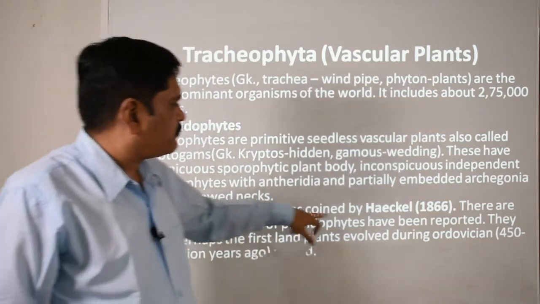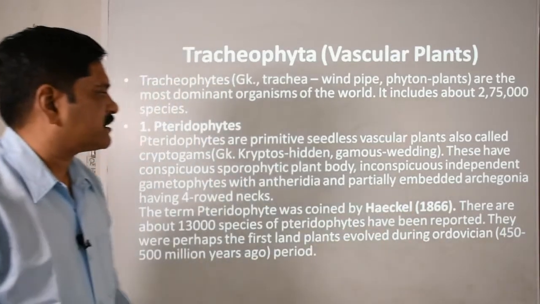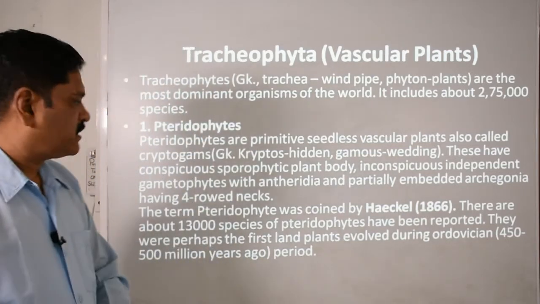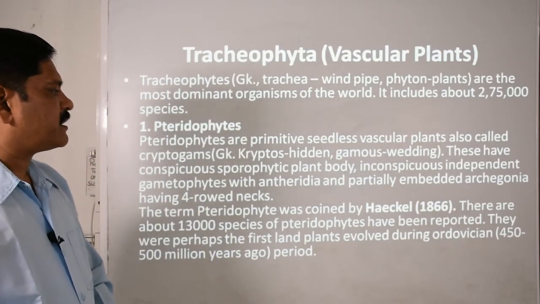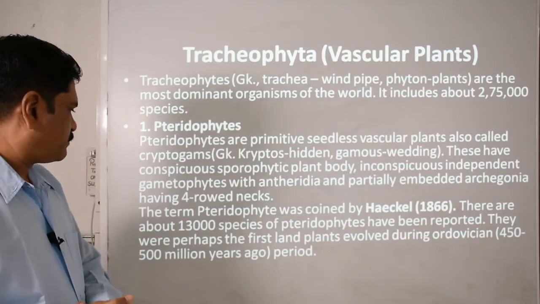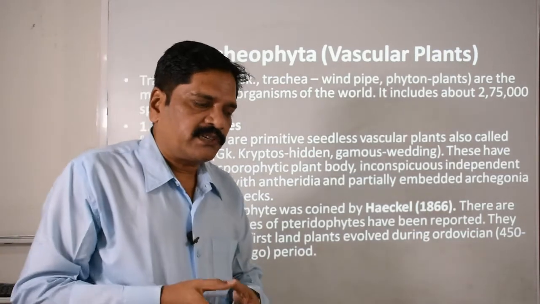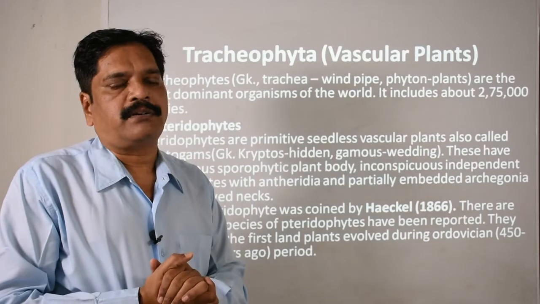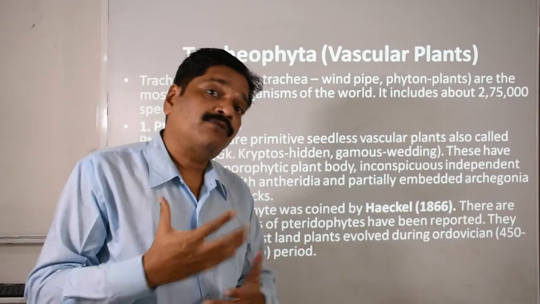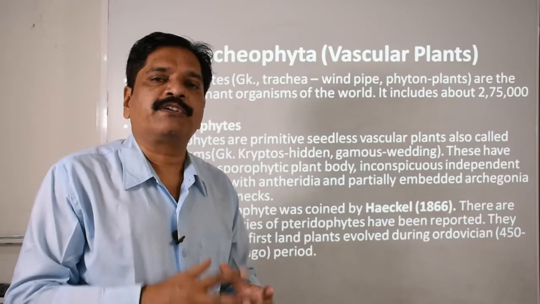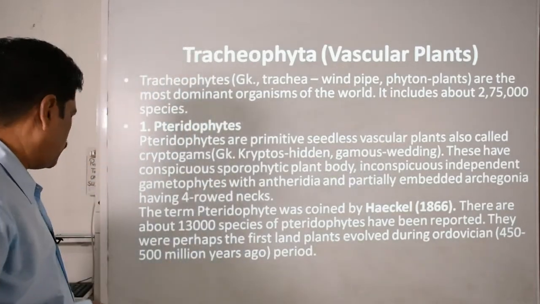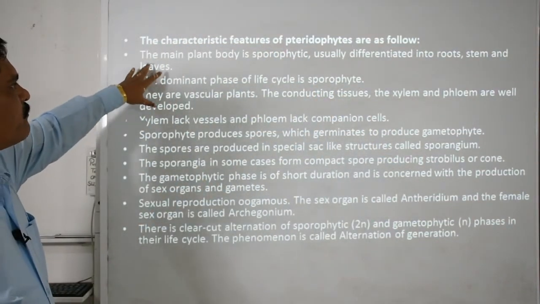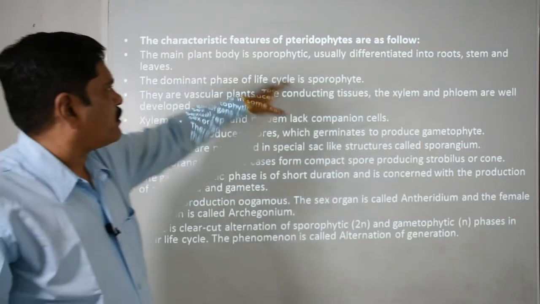The term pteridophytes was first coined by Haeckel in 1866. About 13,000 species of pteridophytes have been reported, and they were perhaps the first land plants evolved during the Ordovician period. This is the transformation of plants from aquatic habitat to land or terrestrial habitat, clear? So now you will find modifications or adaptations for terrestrial life. Now here we are discussing the characteristic features of the pteridophytes, where the main plant body is sporophytic.